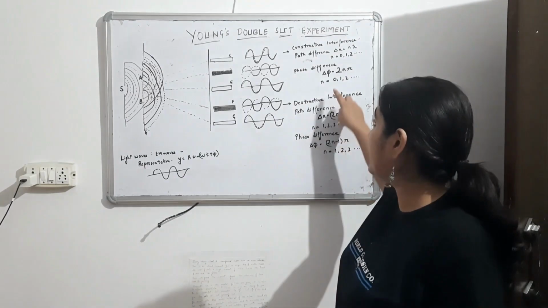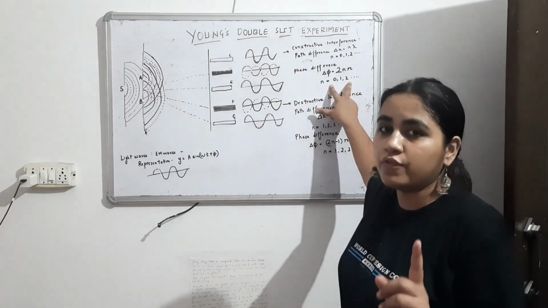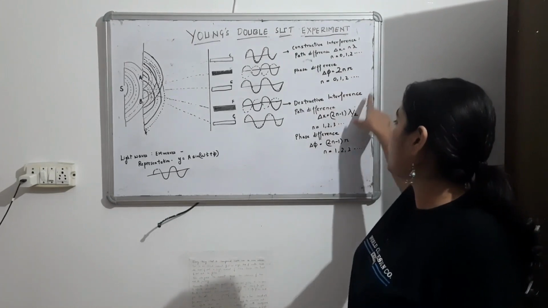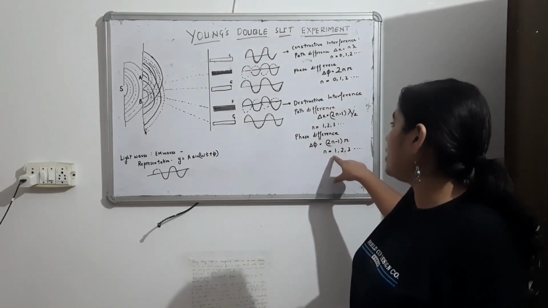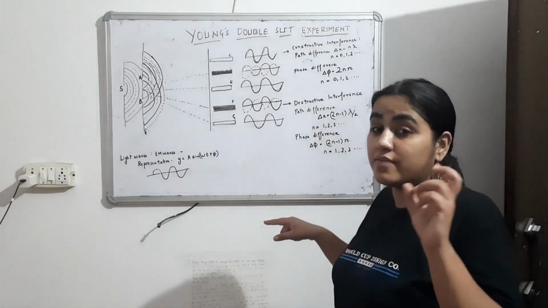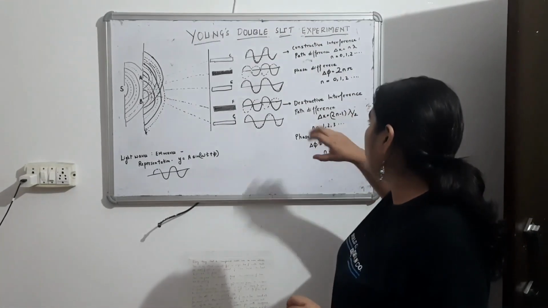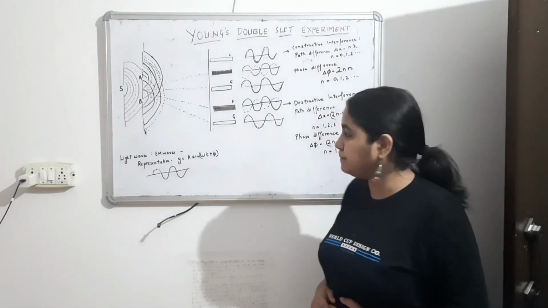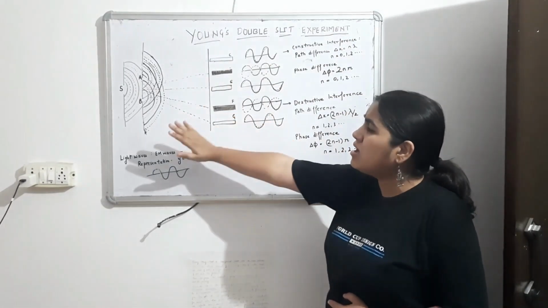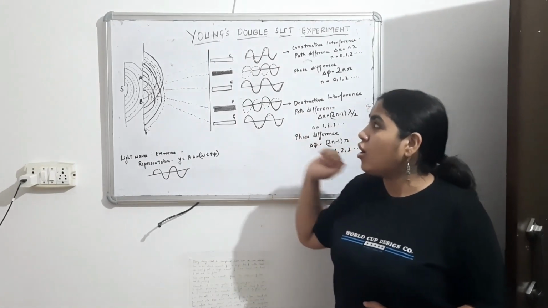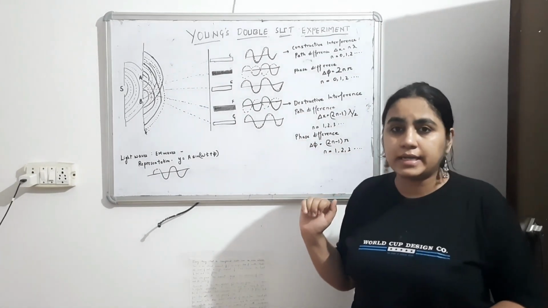Also note, this is very important for numerical problems: for constructive interference n has values 0, 1, 2, 3 and so on, whereas here n has values 1, 2, 3 and so on. If n in destructive interference also had a value of 0, then what we obtain is the path difference of constructive interference. So this is the rough idea of Young's double slit experimental setup.